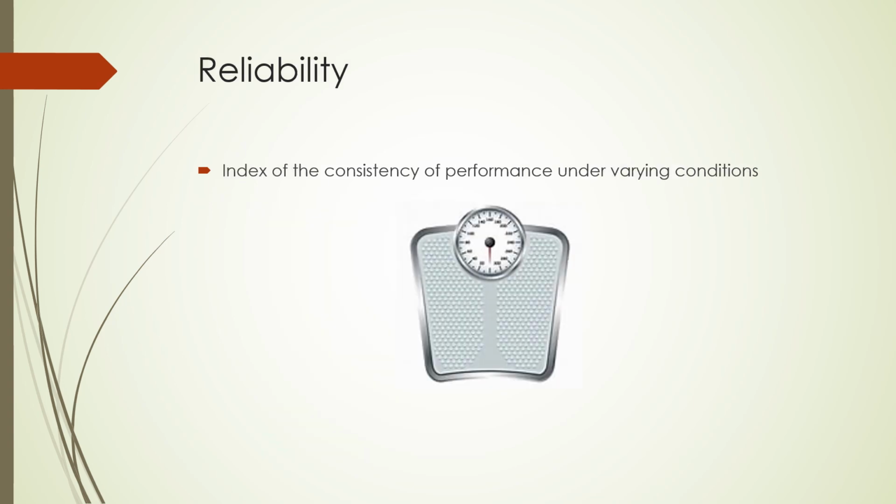The next consideration is going to be reliability. Reliability is the index of the consistency of performance under varying conditions. And I've pictured a scale here. So for example, if a toddler hops onto this bathroom scale and consistently weighs 40 pounds, which is actually 5 pounds over her true weight, the scale is reliable because it's consistent in its measure, but not valid because it doesn't actually measure the true weight. And so reliability is a very important fundamental tenet in statistics.